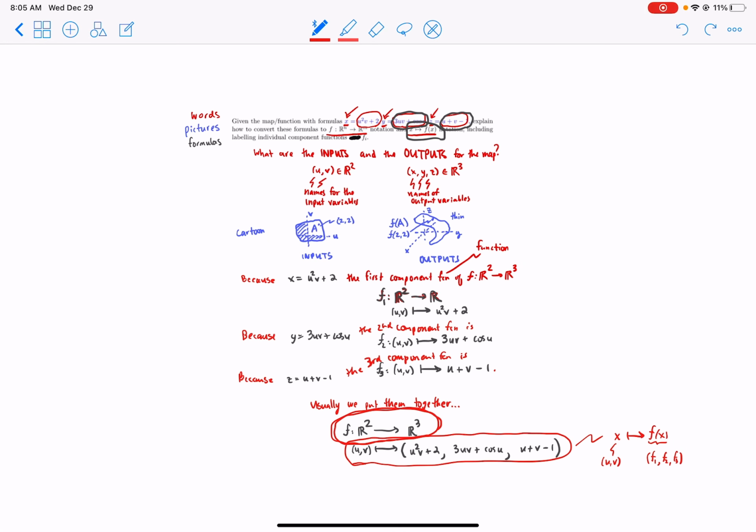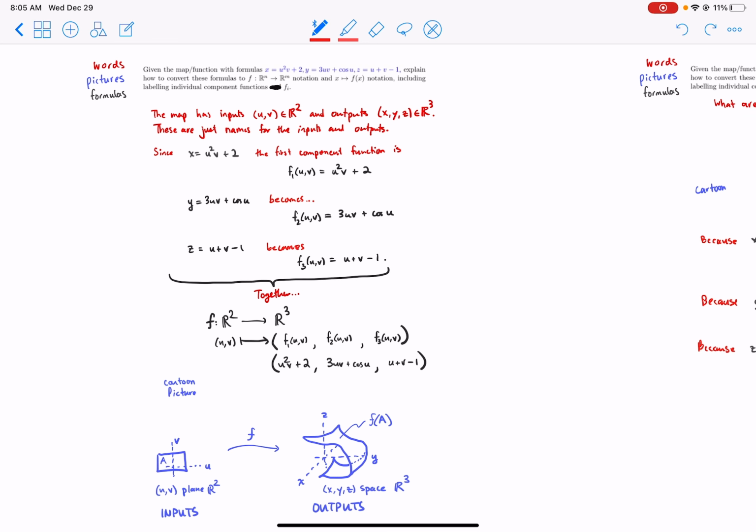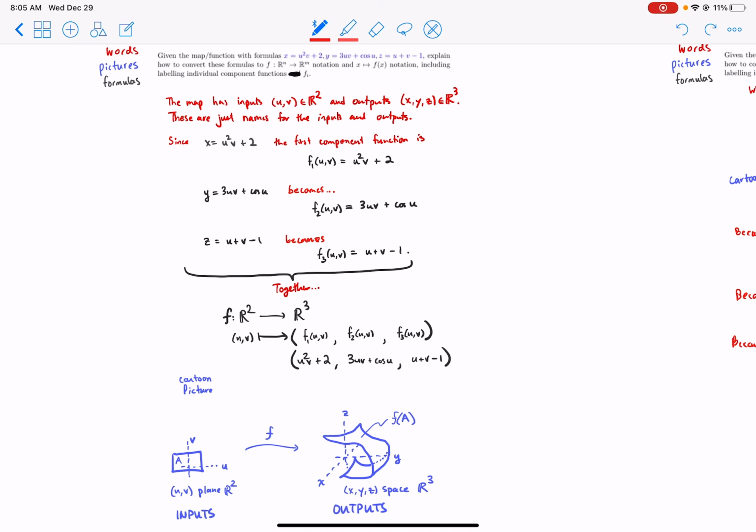Okay, I was quizzing myself. Let's see how I did. Here's another way to answer this question. And roughly similar. You can pause and read this one.